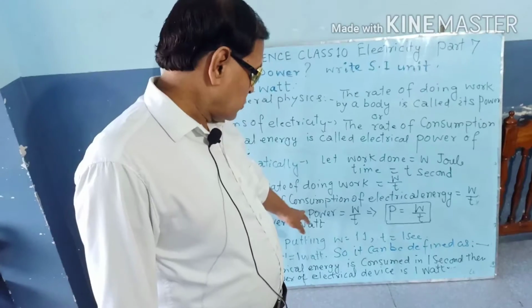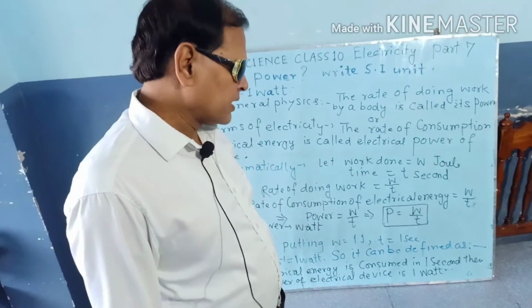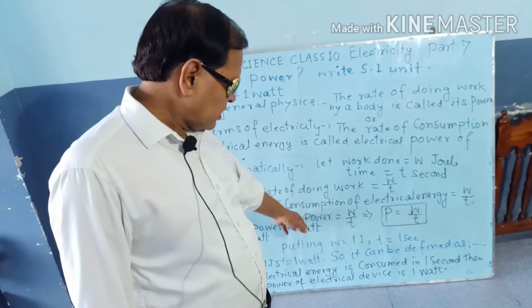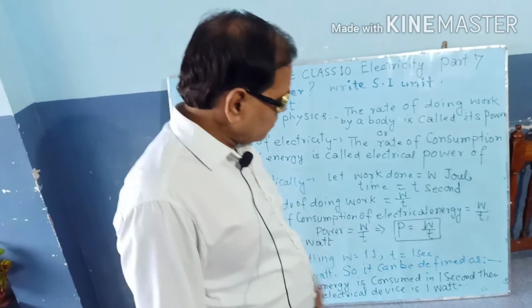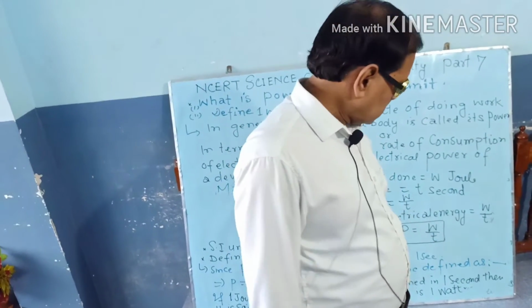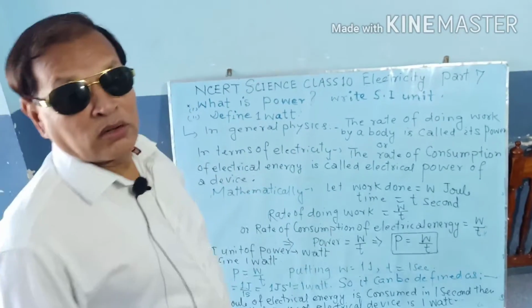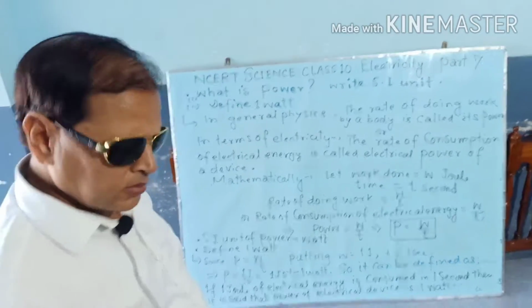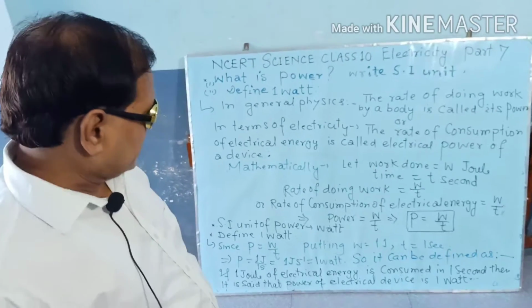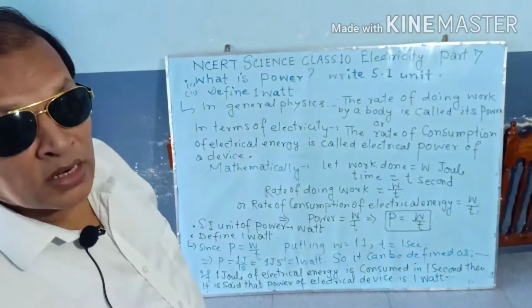Hence, this is denoted by power. Rate of doing work or rate of consumption of electrical energy is known as power. Power is equal to W by t. P is equal to W by t. This is the expression for obtaining the power of a device or any body. The SI unit of power is watt.